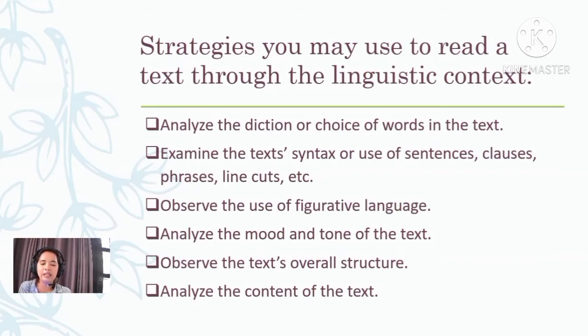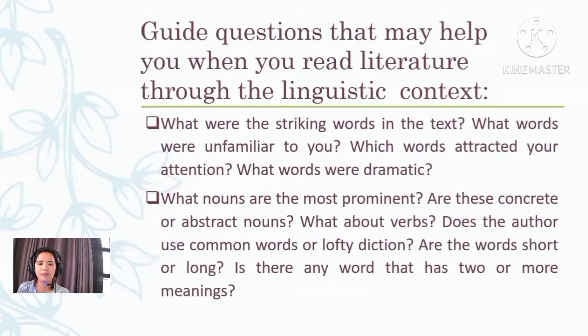Another one is analyze the content of the text. There are authors who use symbolism in the words that they use. For example, in the poem of Jose Rizal, Saranggola ni Pepe, he doesn't really mean the kite, but he means the kite as our dreams, or how we need to soar high, something like that. Okay?